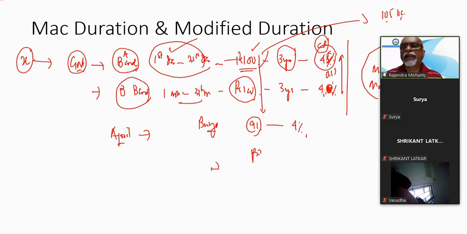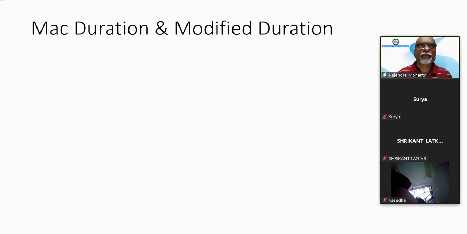So how the price moves is decided by the yield rate. According to the yield rate, the price will change. Yield rate goes up, price goes down. Yield rate comes down, price goes up. That is the reverse relation. And how much it is going to move is decided by the modified duration and MAC duration. Is it clear? Yes, sir. Clear. Okay, now we'll calculate.